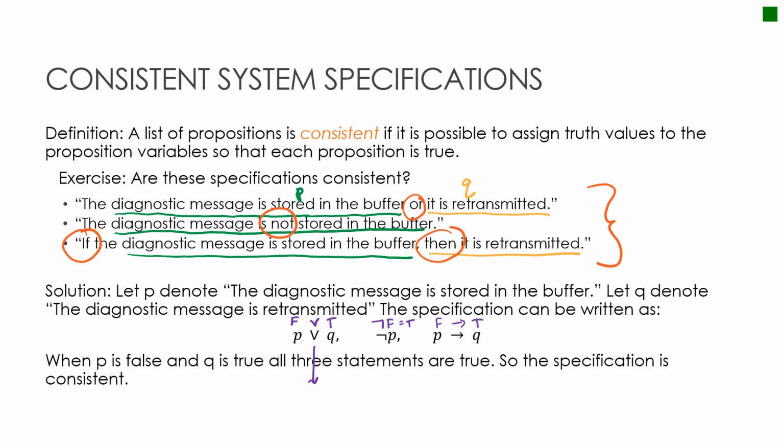Looking at the truth value of this statement, oops, I used Q there instead of T, sorry. So if I look at the truth value of false or true, that is true. If I look at the truth value of not false, that is true. If I look at the truth value of if something's false, then true, we know this is that tricky one where it starts with a false, it's true. So all of the specifications are consistent because we can assign the truth values to make all of the statements true.